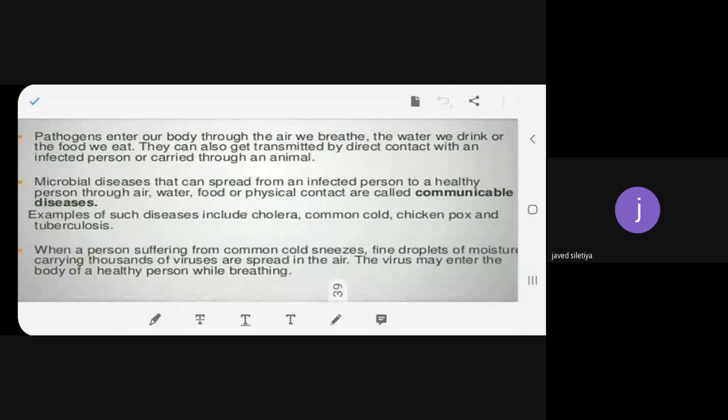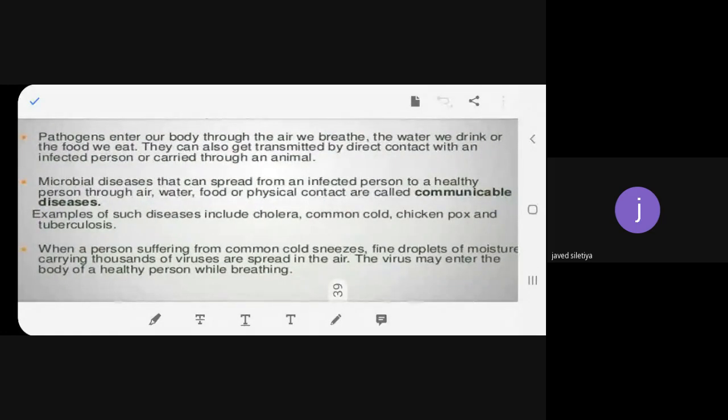Now see how these pathogens work in our body. Start. Pathogens enter our body through the air we breathe, the water we drink, or the food we eat. They can also get transmitted by direct contact with an affected person or carried through an animal.